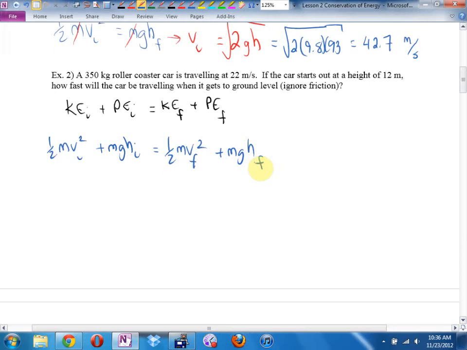Are any of these 0? I guess I could have asked that on the previous line. What's 0? Ending up on the ground. Am I starting out at rest? Nope. Am I starting out on the ground? Nope. Am I coming to a stop? No. Okay, this is good. What else do you notice?